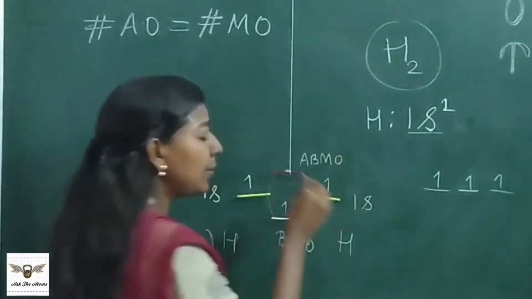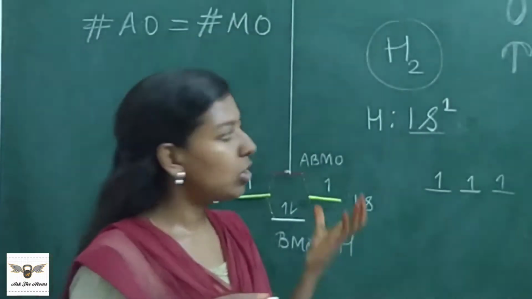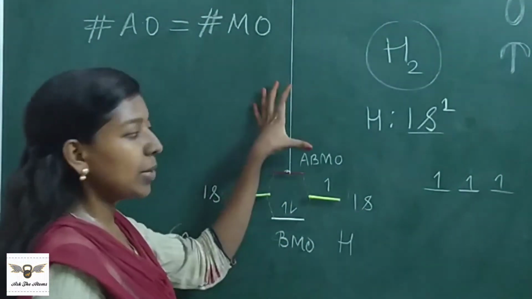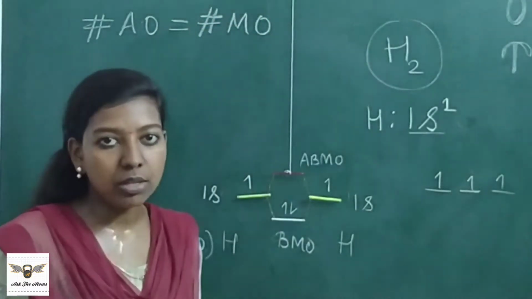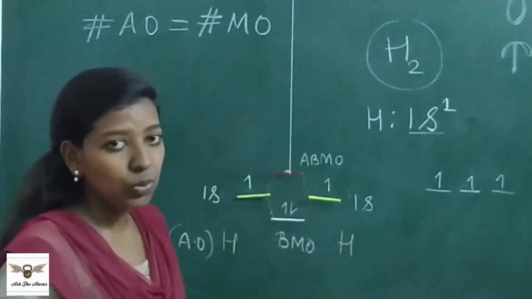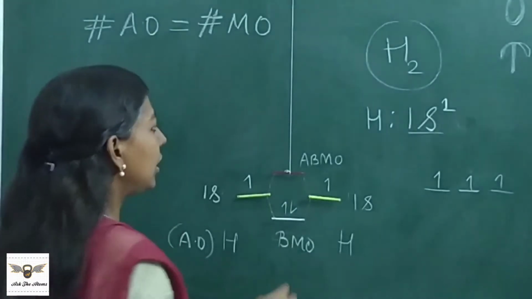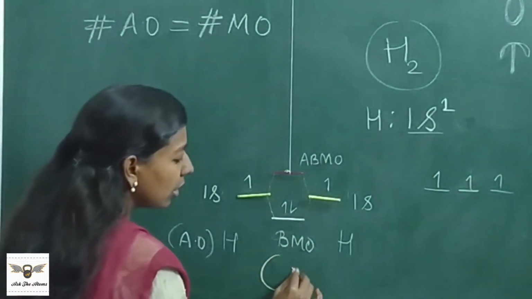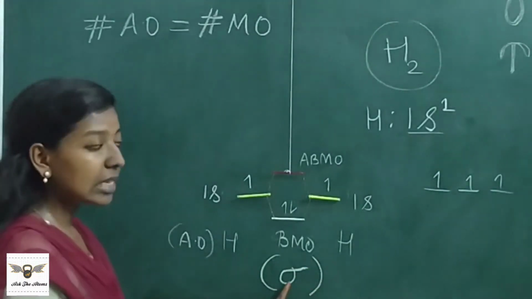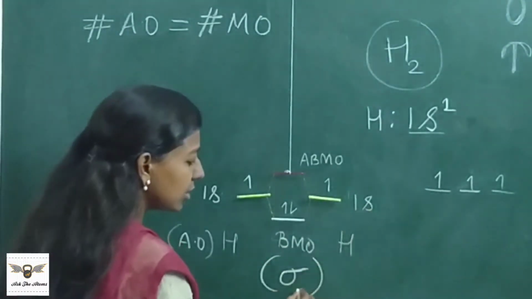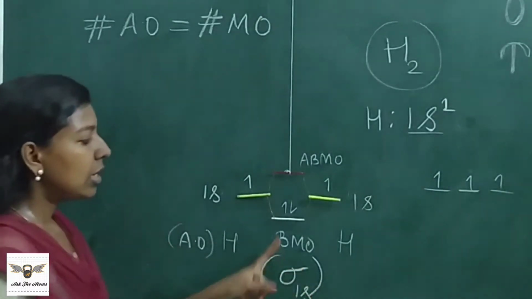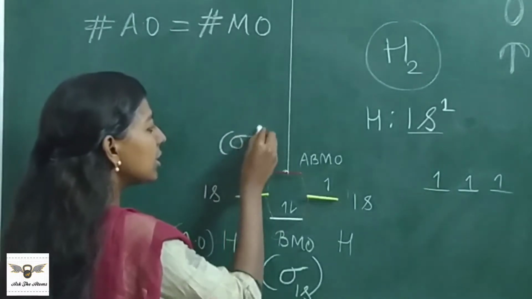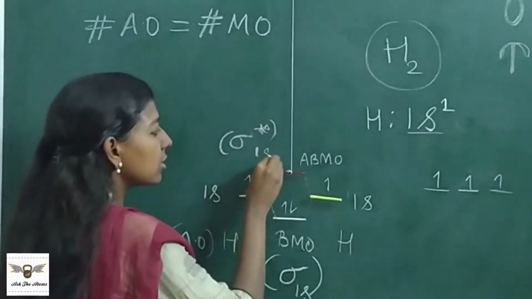Now I have to name the molecular orbital. I can have, for 1s, one molecular orbital set. For 2s I might have another. For 2p I might have another. So I have to distinguish them. So I am going to name it using this kind of notation. For the bonding molecular orbital, I name it sigma 1s, because the sigma bond is formed from 1s orbitals. And for the anti-bonding, I name it sigma star 1s.